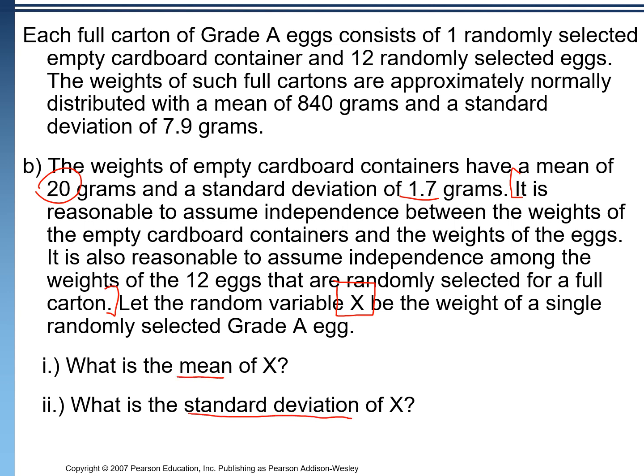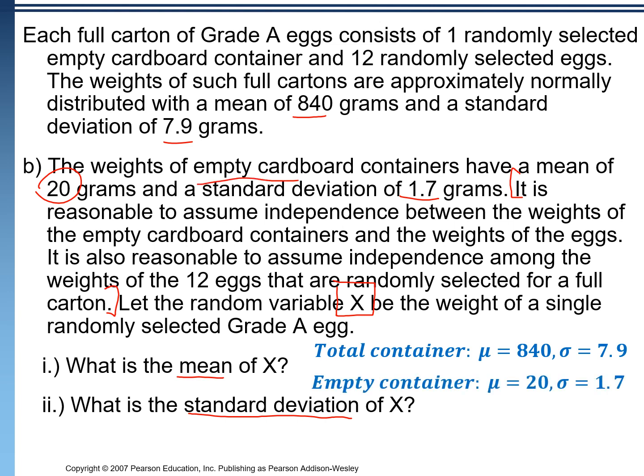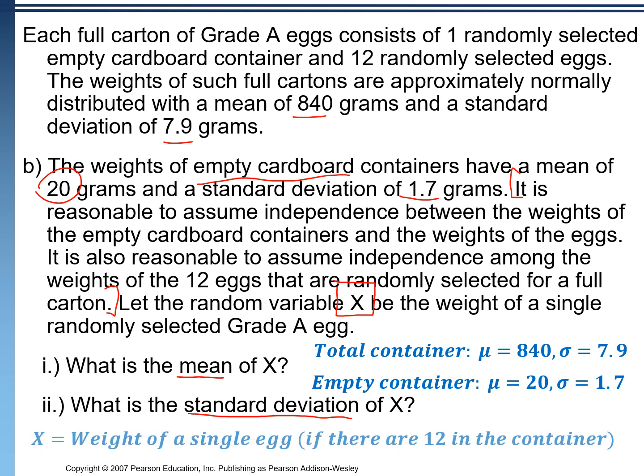So to summarize all the information here, we know that the total container from the original stem of the problem has a mean of 840, standard deviation of 7.9. We know that an empty container has a mean of 20, standard deviation of 1.7 grams. And we're looking for what are the mean and standard deviation of X, where X is the weight of a single egg. There's 12 eggs in a container.